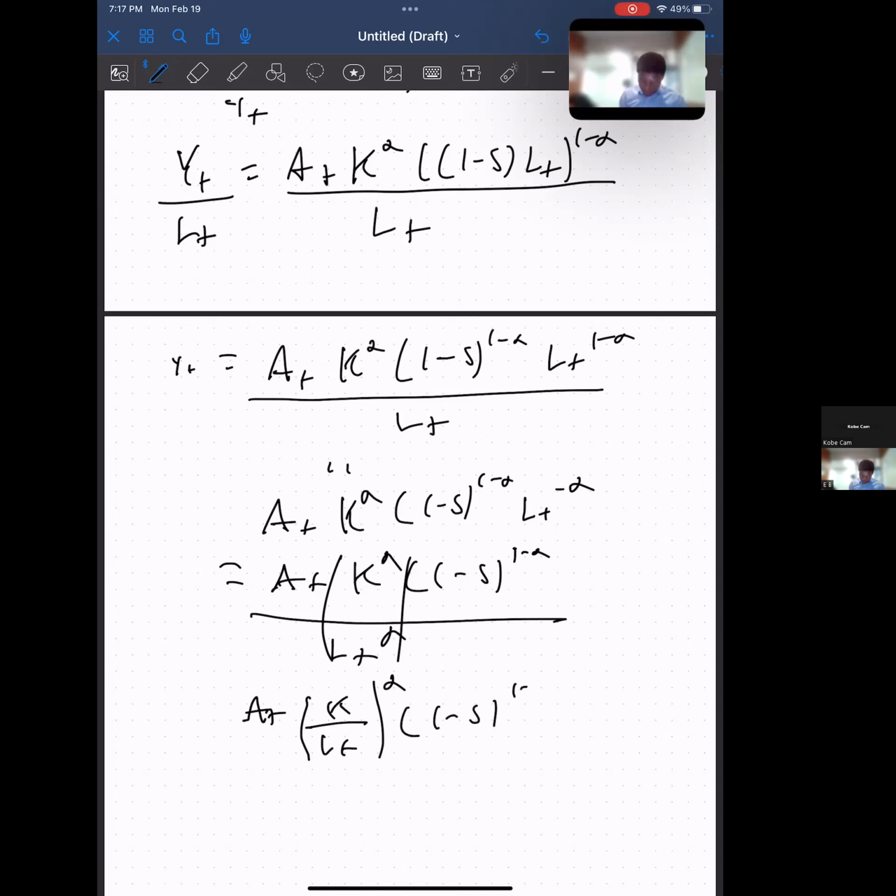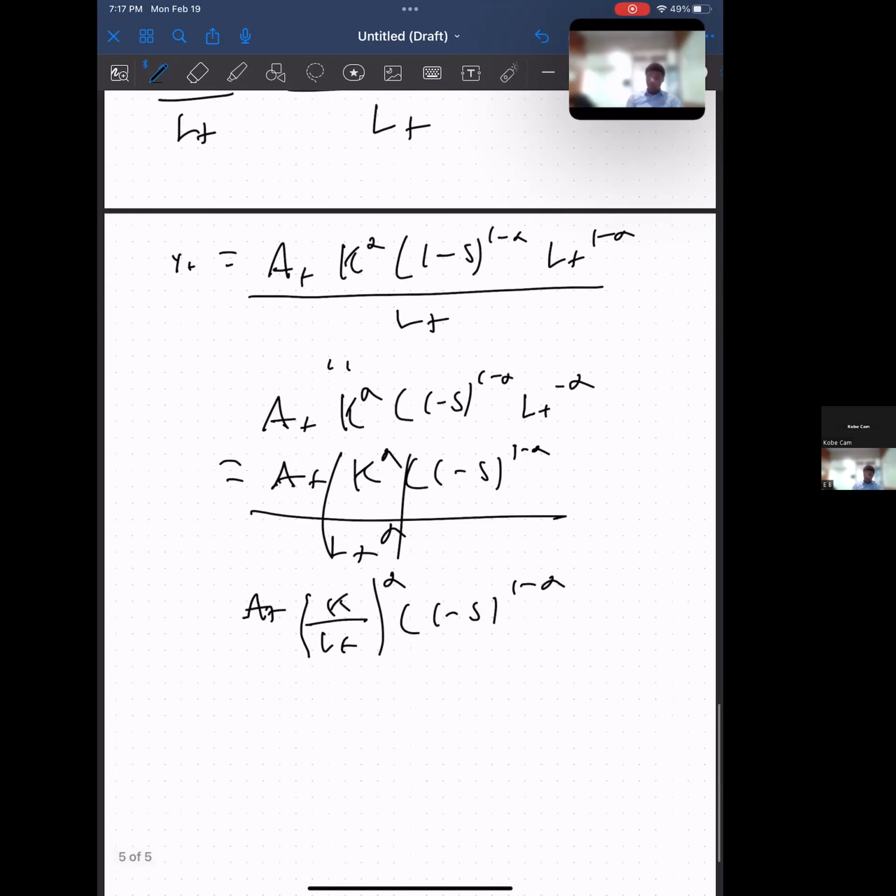(1 minus s)^(1 minus α). And look, now this is just capital per capita raised to the α. And notice we actually have a time signature on capital per capita now, because capital per capita changes, even though capital is not changing, because the amount of people in the economy is changing over time. Okay, so now we have our formula for y_t, right?